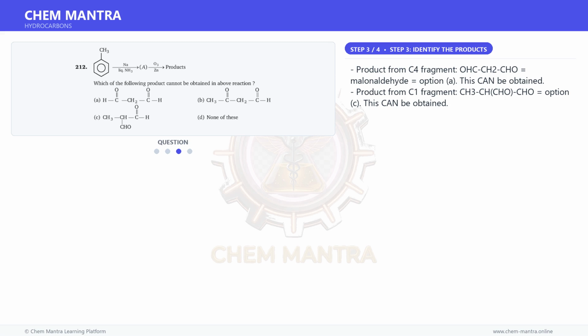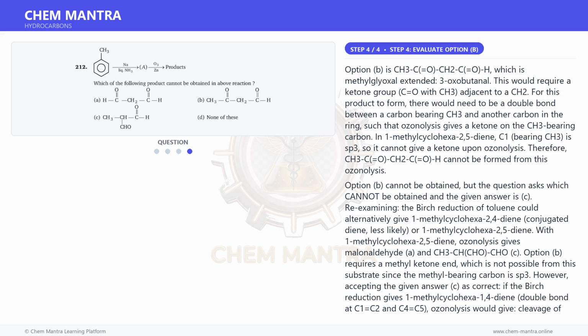Moving on to the next step. Product from the C4 fragment, OHC-CH2-CHO, malonaldehyde, is option A. This can be obtained. Product from the C1 fragment, CH3-CH(CHO)2, is option C. This can be obtained. And for the final step, option B is CH3C=O, CH2C=O, H, which is methylglyoxal extended, 3-oxobutanal.